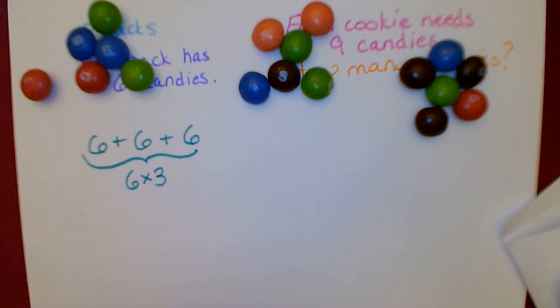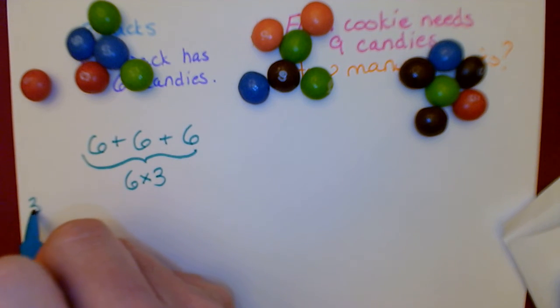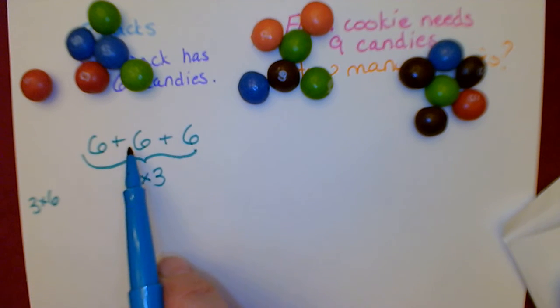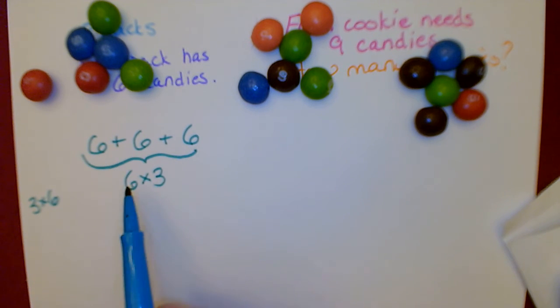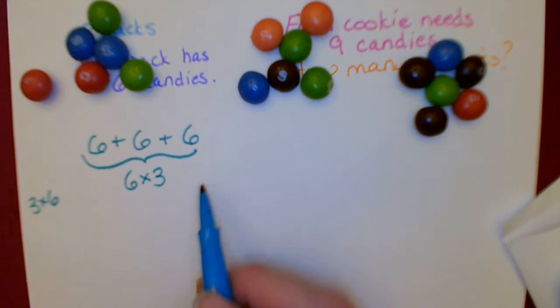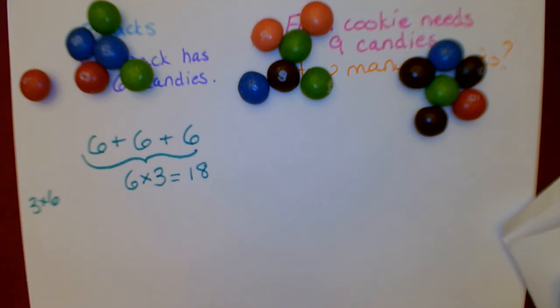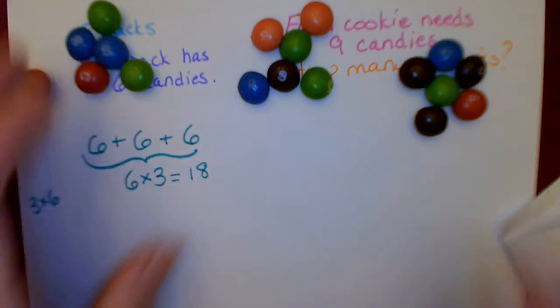You also could have said that you have 3 packs of 6. And if I did that, I would have written 3 packs of 6 because of just means multiply. But in this case, since I'm doing 6 plus 6 plus 6, I'm adding 6 3 times. I have 6 3 times. And that's just equal to 18. So this would tell me that I have a total of 18 candies.